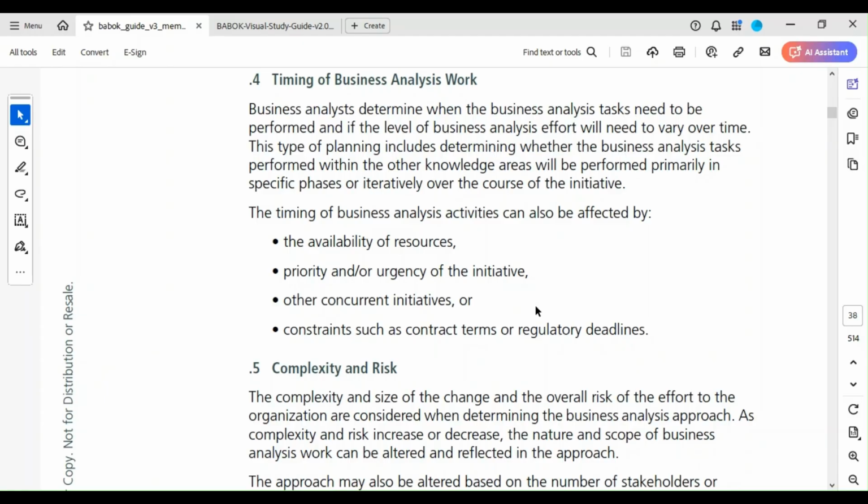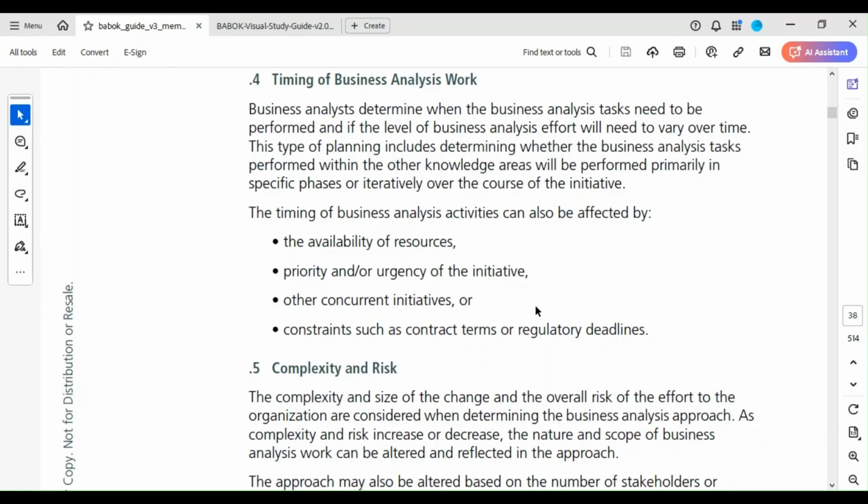So timing of business analysis work helps you to know when some tasks will be performed, how to accommodate some stuff. Okay. The timing of business analysis activities can also be affected by the availability of resources. Now, when your resources are available, when they are not, it determines how things go, how fast or how quickly you get some tasks out. Priority and or urgency of an initiative.